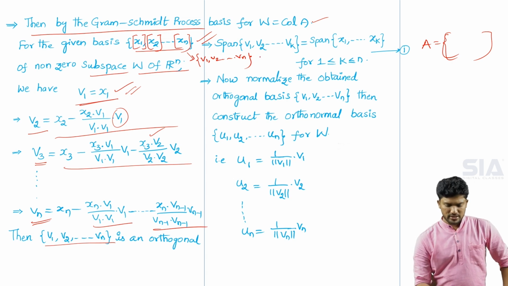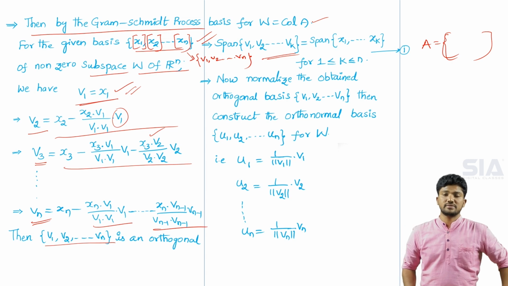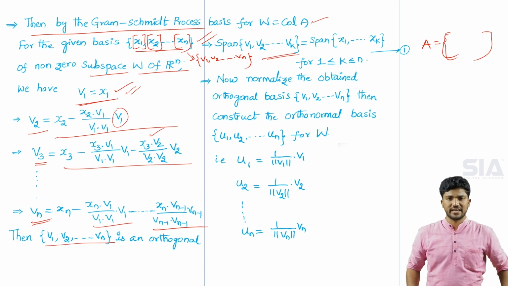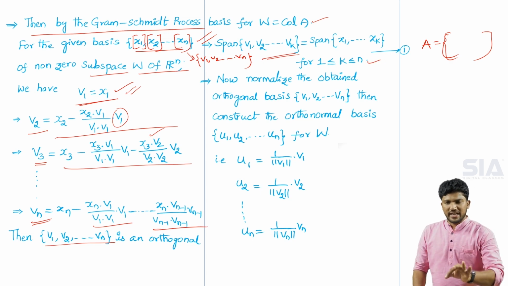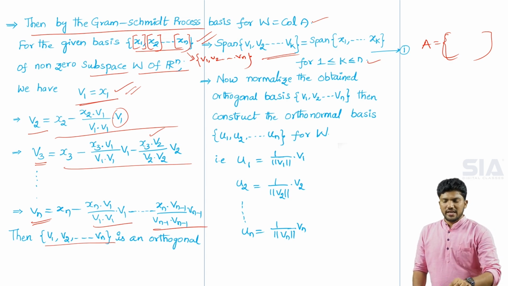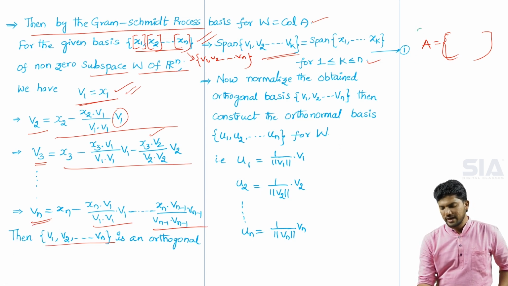Span of v1, v2, ..., v suffix k is equal to span of x1, x2, up to x suffix k. That is taken as equation number 1 from the Gram-Schmidt process, for 1 less than or equal to k less than or equal to n. After getting that condition, there is also a matrix Q. The word orthonormal also comes in, not just orthogonal.